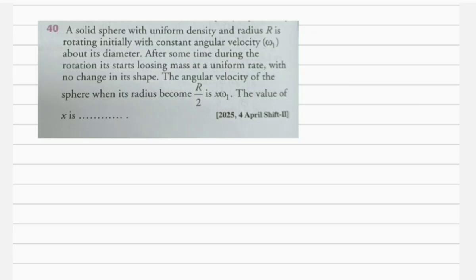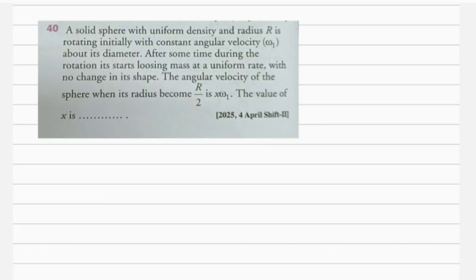A solid sphere with uniform density and radius r is rotating initially with constant angular velocity omega 1 about its diameter. After some time during the rotation, it starts losing mass at a uniform rate with no change in its shape. The angular velocity of the sphere when its radius becomes r/2 is x times omega 1. The value of x is dash. This question came in 4th April, shift 2, 2025 examination.